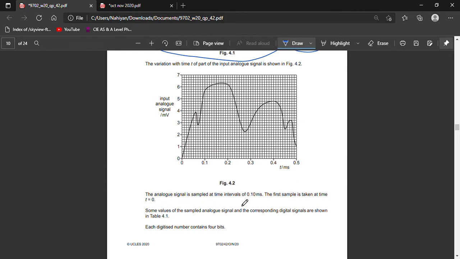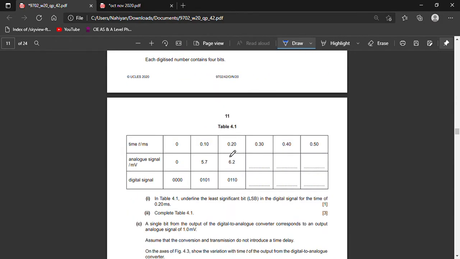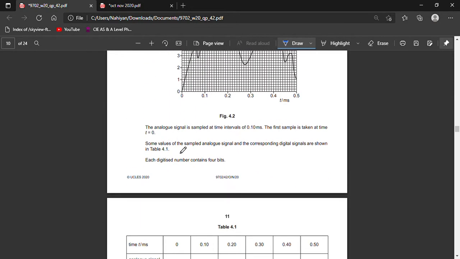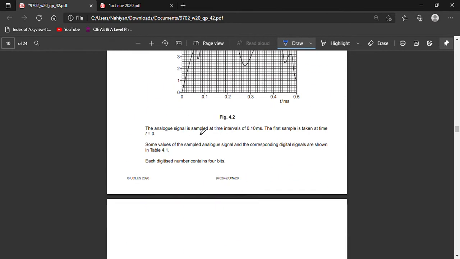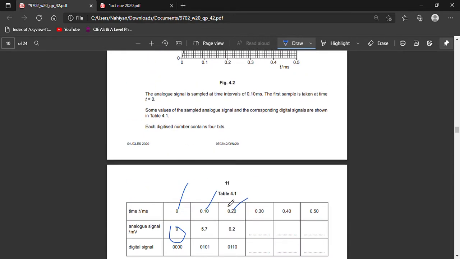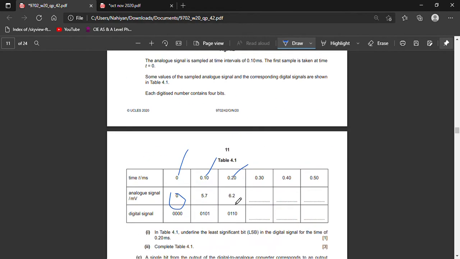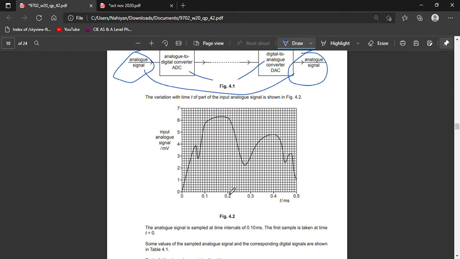The analog signal is sampled at the time interval of 10 milliseconds. The first sample is taken at time 0. Some values of the sampled analog signal and the corresponding digital signal are shown in table 4.1. Each digital number contains 4 bits. So the table shows per time interval what the analog signal is. It's the interpretation of the graph also. Like if we see at time 0.2, the analog signal is 6.2.